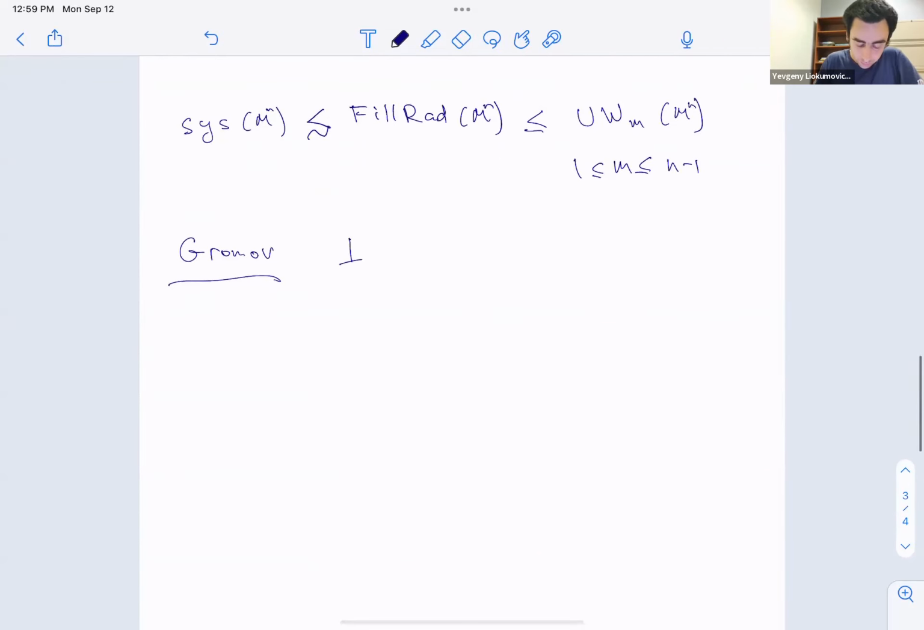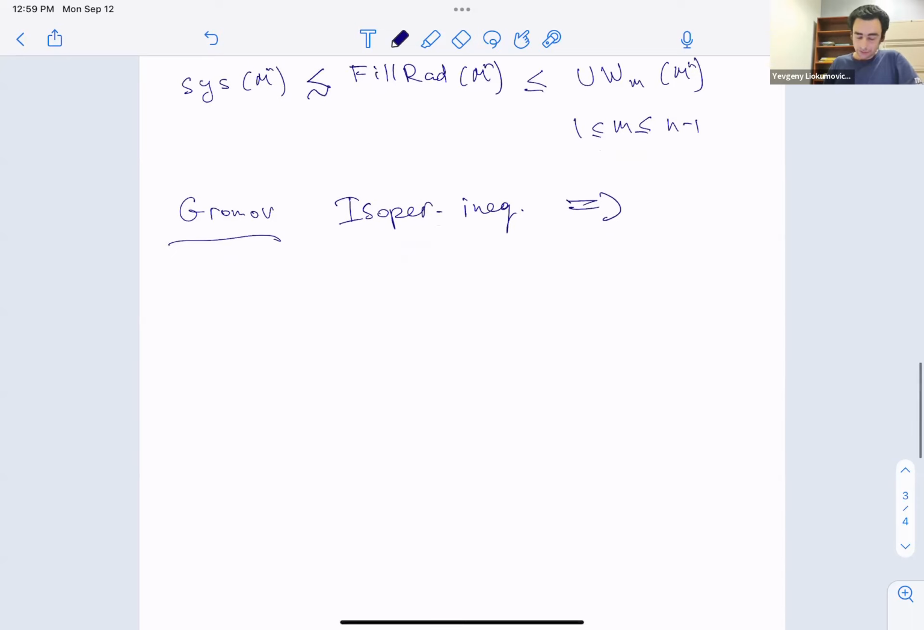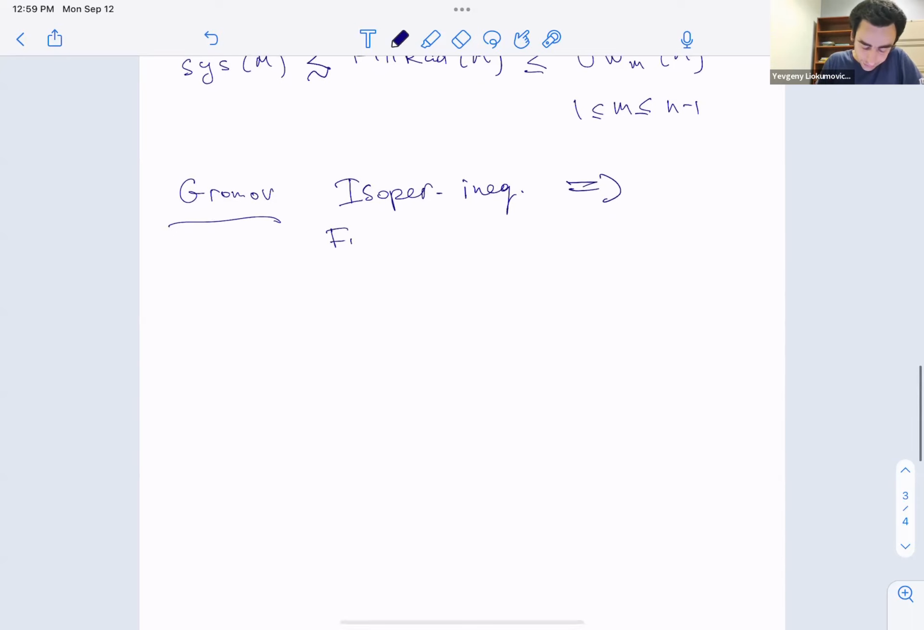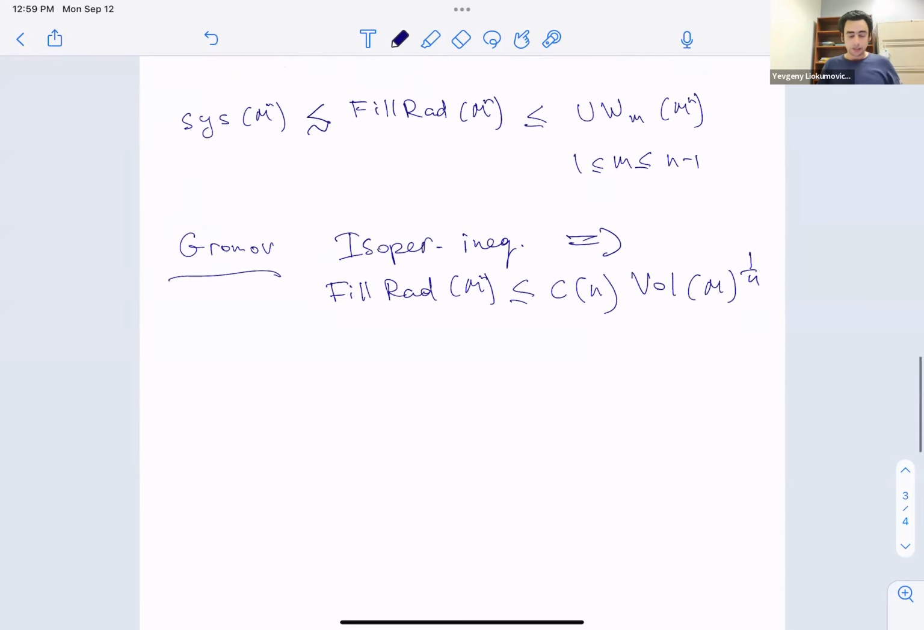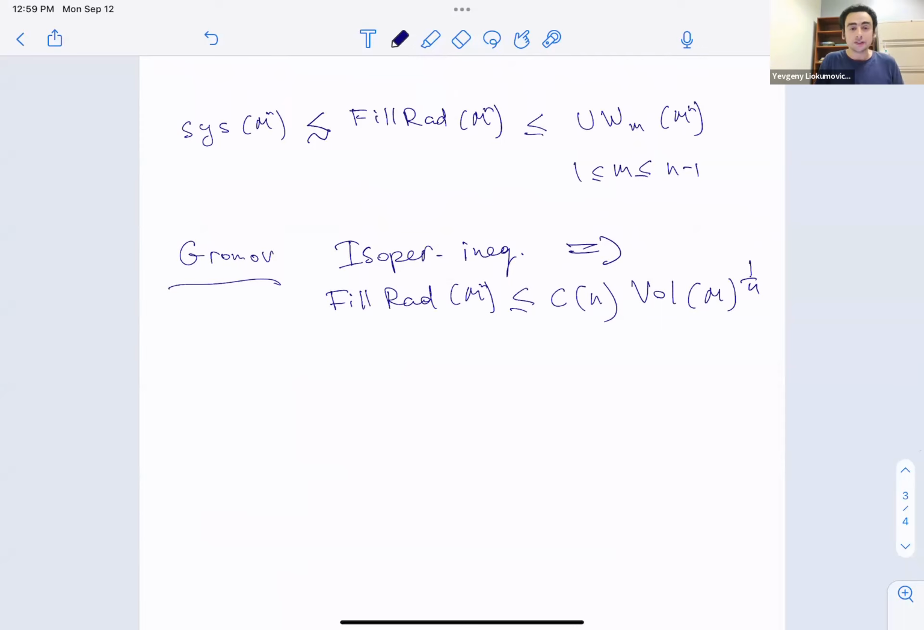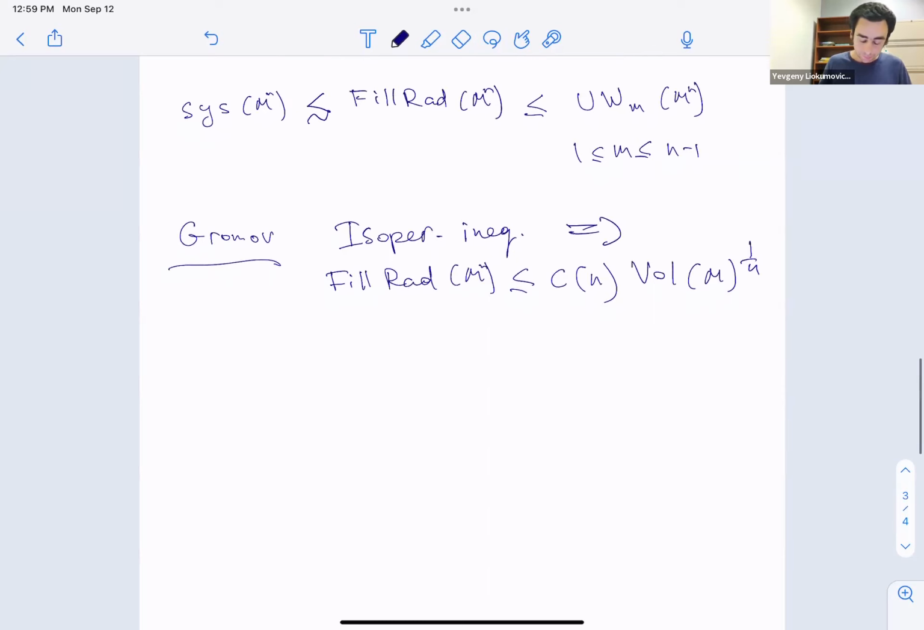So it follows from the isoperimetric inequality in Banach spaces that he proved that the filling radius of M is bounded by a constant, which depends only on the dimension of the manifold, times the volume of M to the power 1 over n. And therefore, by the previous inequality, the systole is bounded by the nth root of the volume of the manifold.